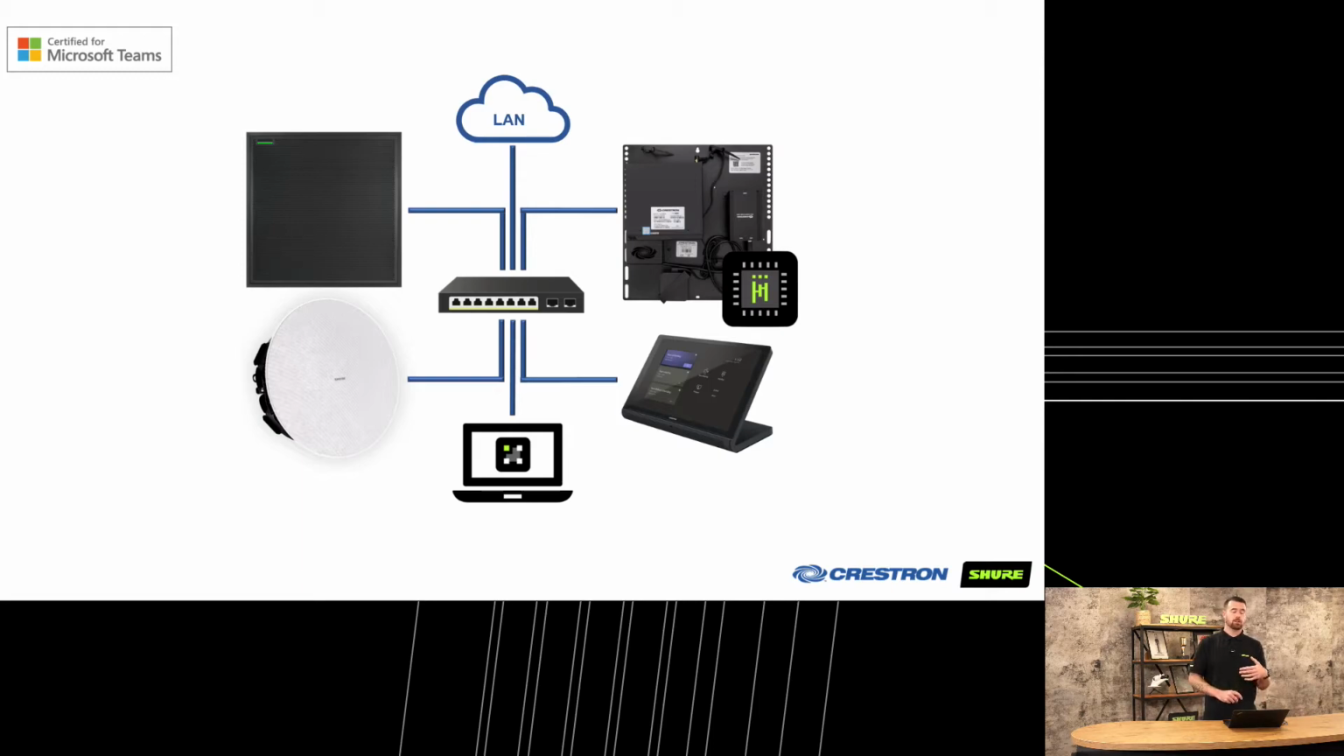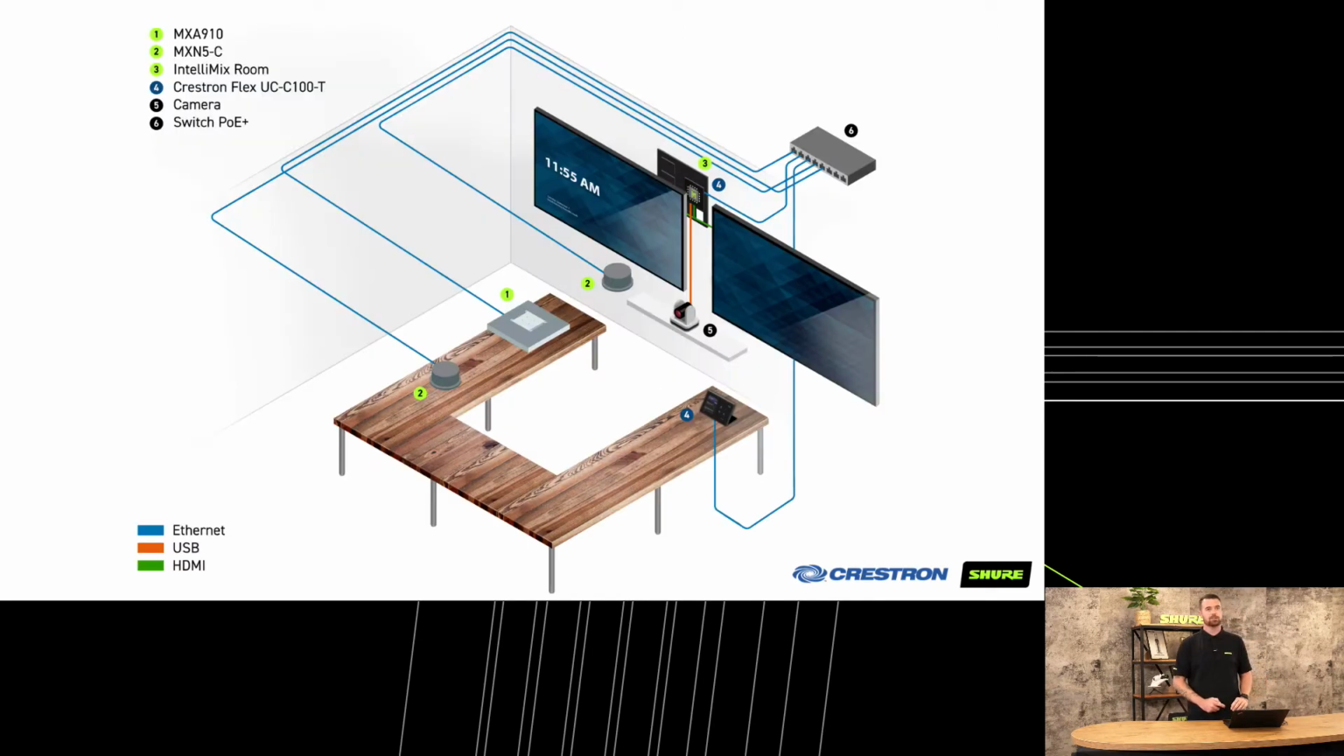What you'll see on that schematic right in front of you as well is a laptop with the Designer logo on there. Once the room is set up using Designer, this laptop can be removed once it's all configured. Let's have a look now at a typical meeting room diagram that shows us the devices that we are discussing today.